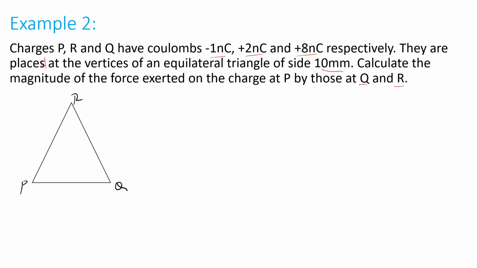So we have an equilateral triangle. Equilateral means it has all sides equal, so each side is 10 millimeters as the question says. Therefore all interior angles are equal, so they are 60 degrees, all of them. Now we recall from the previous example that the force of attraction between two charges is K Q1 Q2 over the distance between them squared.